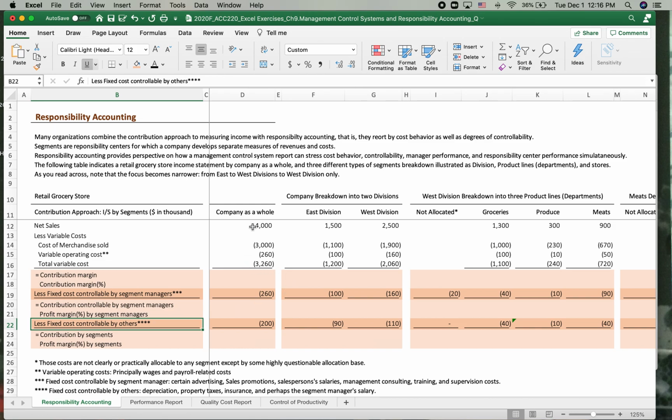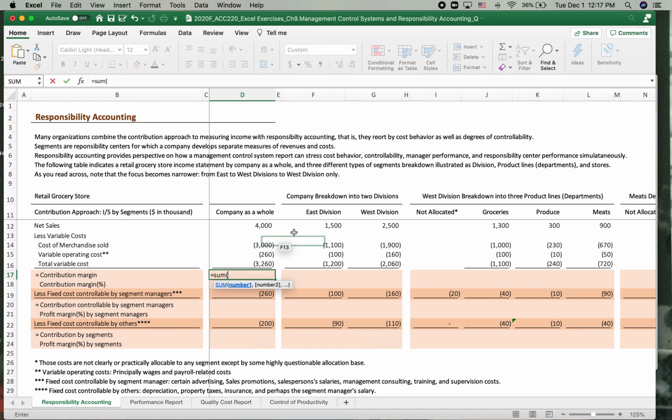Okay, so let's go. This company as a whole, 4 million, whatever. Okay, the $4,000 less the variable cost: merchandise and variable operating cost, 260. The variable operating cost is, for example, wages or payroll related cost. So the contribution margin, how to get it? Right, we just add 4,000 and the total variable cost is the contribution margin.